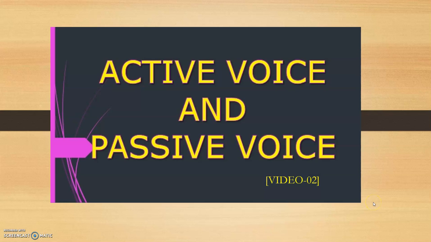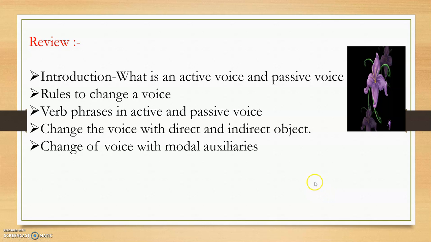Children, if you remember, yesterday we started with a new topic in English grammar, active voice and passive voice. Today we shall continue with the same topic. But before we do that, let's review what we've already done. We did the introduction: what is an active voice and what is passive voice. We saw some simple rules for how to change a voice, right? Then we did verb phrases in active and passive voice. There was a table that was given to you and I told you to write it down in your notebook. So I hope you've done that.